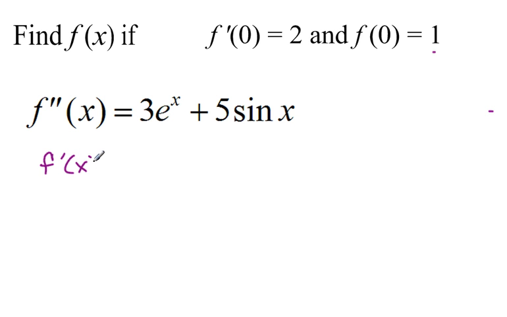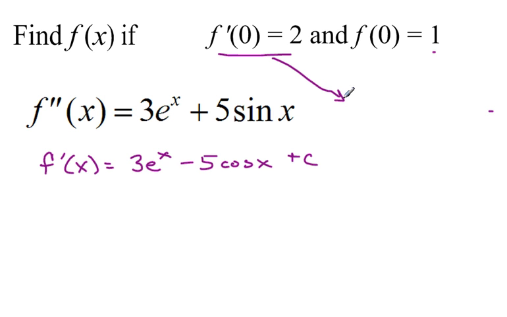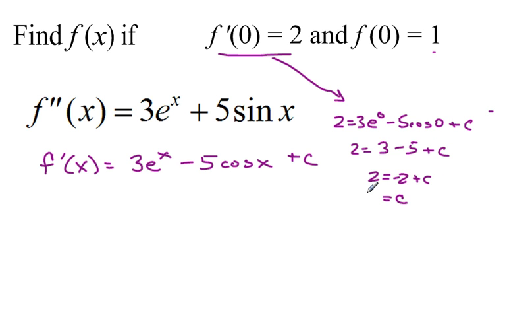Remember, just like before, we're going to find f prime of x. Antiderivative of 3e to the x is 3e to the x minus 5 cosine x plus c. We're going to use our first initial condition here. 2 equals 3e to the 0 minus 5 cosine 0 plus c. So e to the 0 is 1, so that's going to be 3. Cosine of 0 is 1, so it's going to be minus 5 plus c. And 2 equals negative 2 plus c. Looks like c is going to be 4. So we'll rewrite this one.